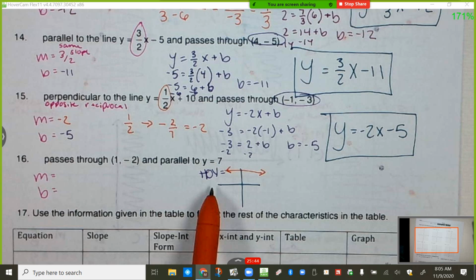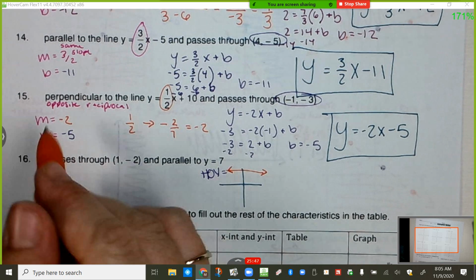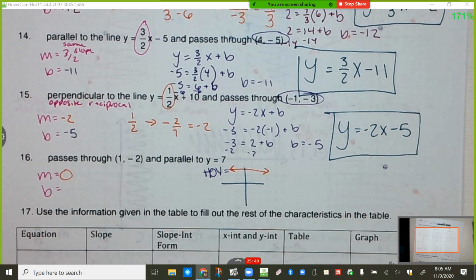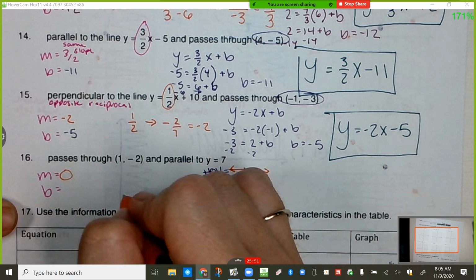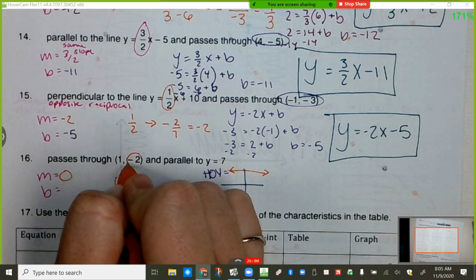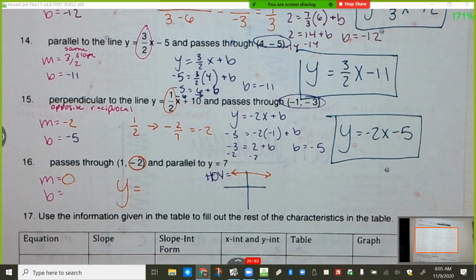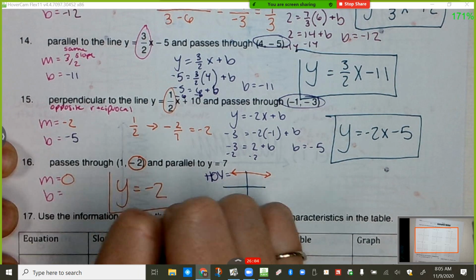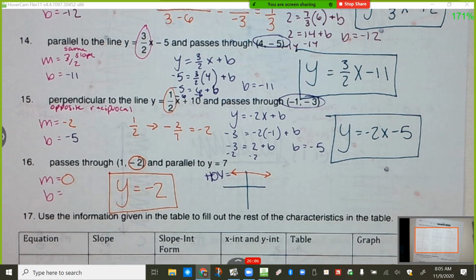0. So I need another equation with a 0 slope, but it's still gonna be a y equals equation, y'all, because that's what would be parallel. I need a 0 slope, but what would y equal? What does y equal in the point I need it to go through? So parallel to a horizontal equation is a horizontal equation. Parallel to a vertical equation is a vertical equation. Okay, perpendicular is the opposite.